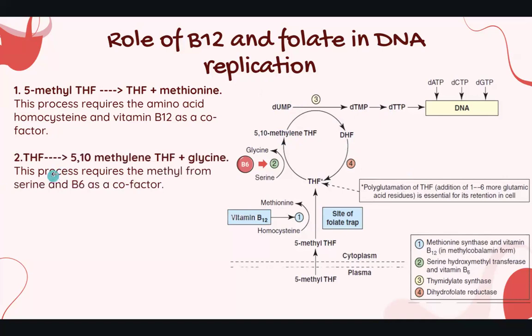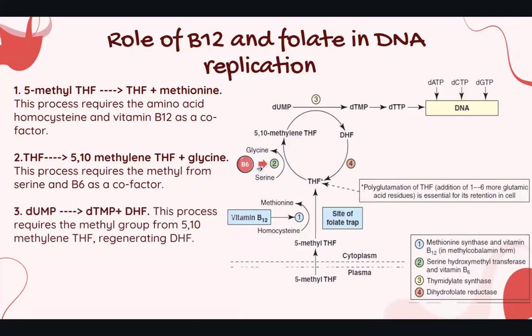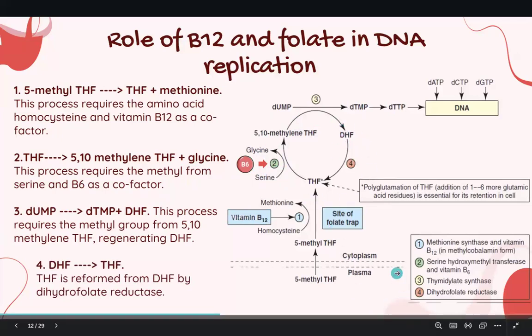Now, tetrahydrofolate becomes 5,10-methylene tetrahydrofolate with the help of serine, and this serine becomes glycine. Now, this process requires the methyl that we said from serine and B6 as a cofactor. Now, dUMP gets converted into dTMP and DHF, or dihydrofolate, and this requires the methyl group from 5,10-methylene tetrahydrofolate, as we said, regenerating dihydrofolate. And dihydrofolate can go back into tetrahydrofolate by dihydrofolate reductase.